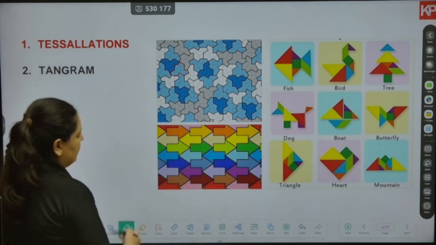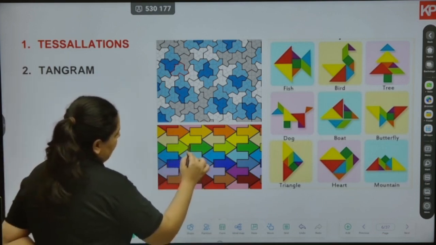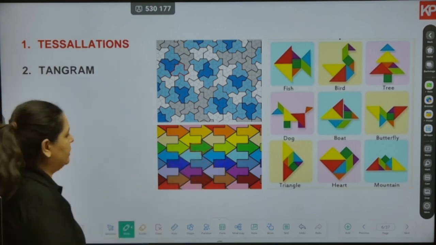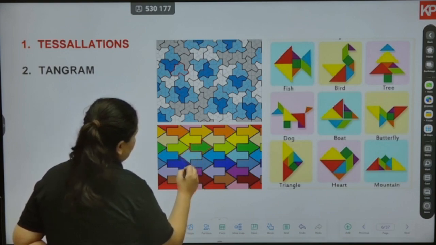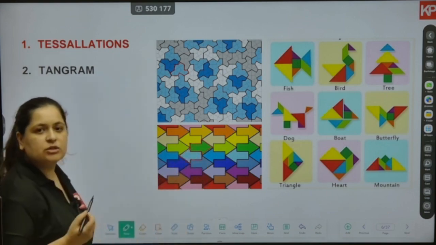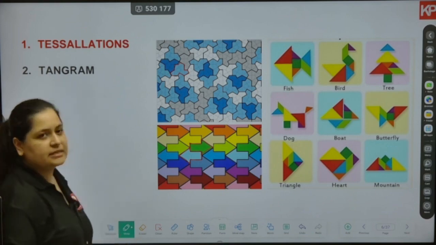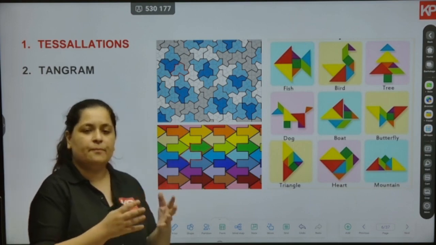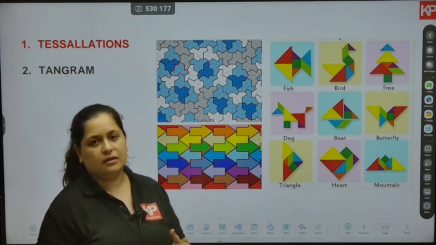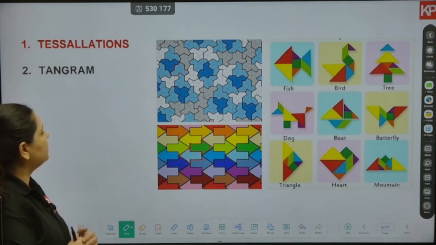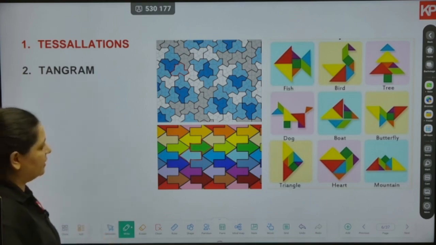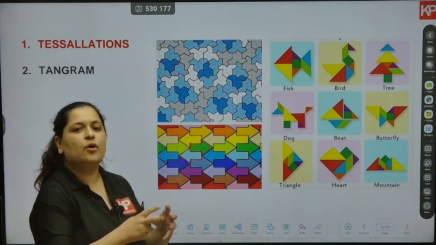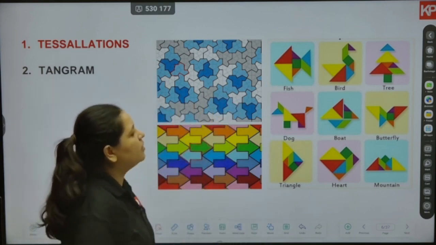For example, in this case, this arrow shape is rotated 180 degrees to fit into the other shape. This is also one of the examples of tessellation. Others can be where you are tessellating more than one object. For example, you are tessellating a pair of square and triangle. Even that will come under your tessellation part. Now what is tangram? Basically, one square is divided into 7 parts, and with the help of these parts, you can make any number of objects.